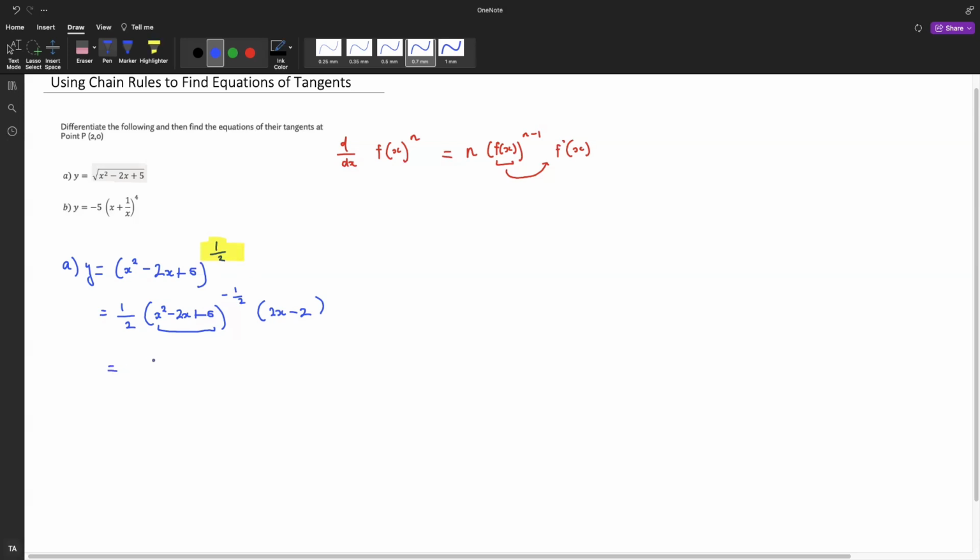So what we'll do is we'll leave 2x minus 2 in the numerator, and we'll bring this into the denominator. And we can put it back into the square root format. So that becomes 2, and then x squared minus 2x plus 5 to the power of half. And then we can rewrite that as 2x minus 2 over 2 times the square root of x squared minus 2x plus 5. And there's your derivative in a nice and neat manner without any negative indices or anything like that.